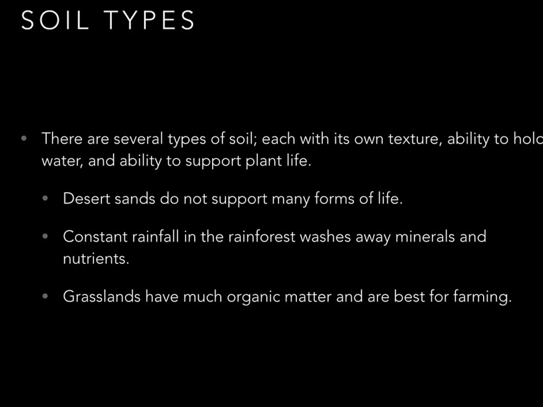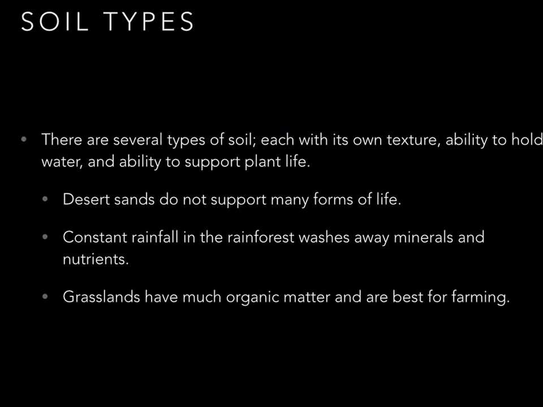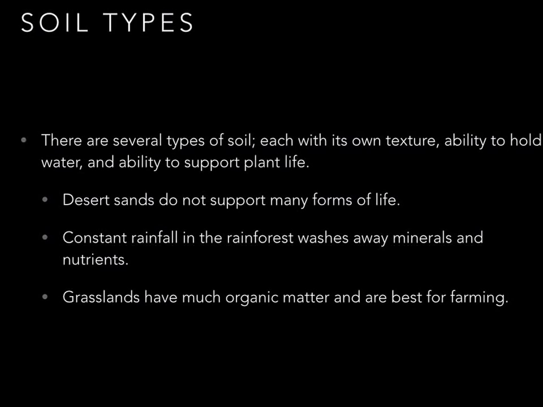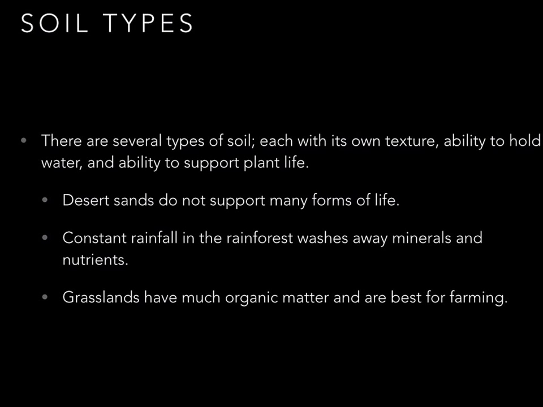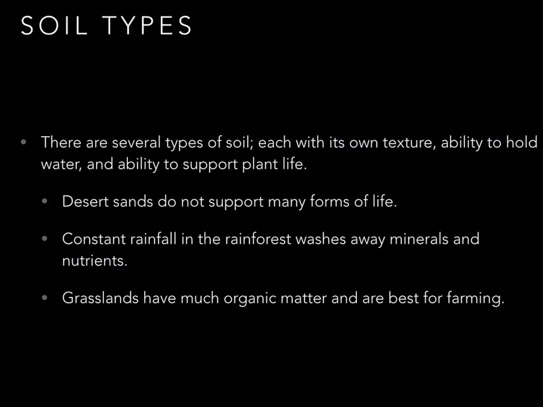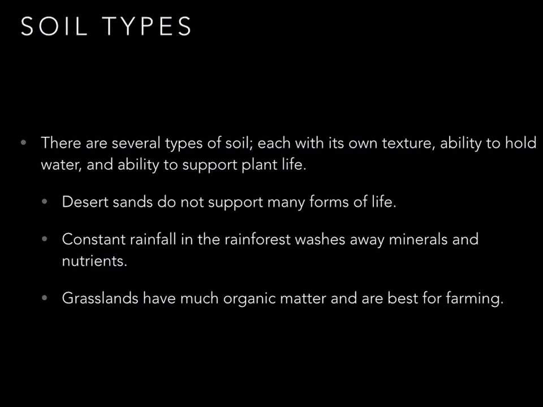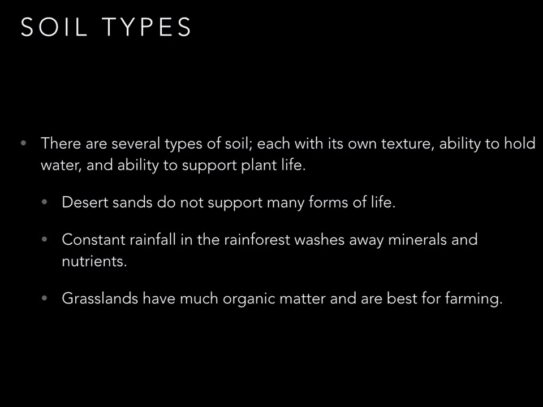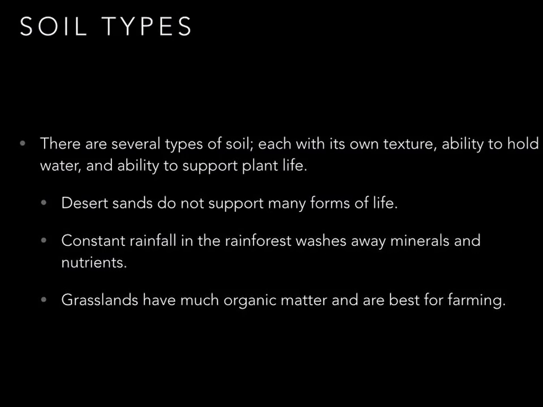Soil types. There are several types of soil, each with its own texture, ability to hold water, and ability to support plant life. Desert sands don't support many forms of life. The constant rainfall in the rainforest washes away the minerals and nutrients in the soil, and so rainforest soil is not very fertile and doesn't support many different types of plants or crops. Grasslands have a much higher level of organic matter, and they are best for farming.